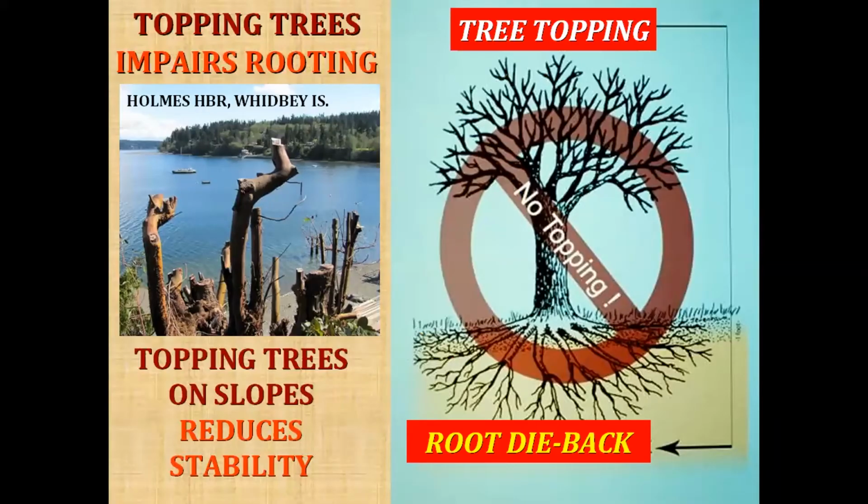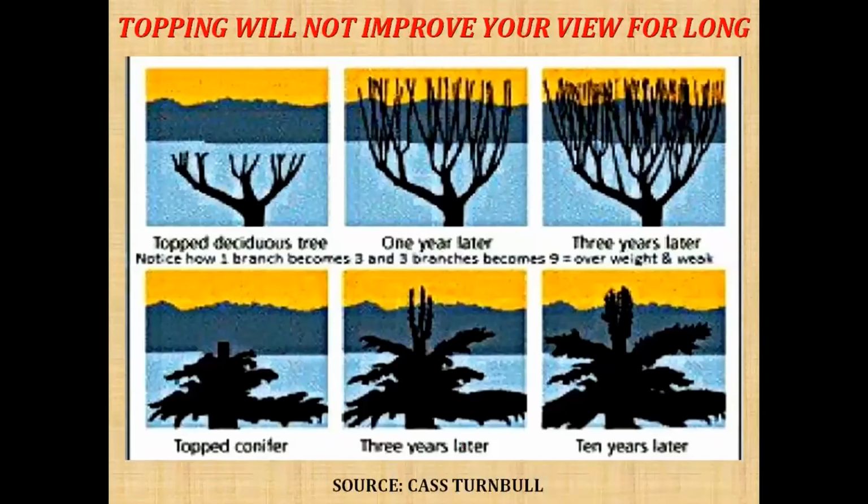Topping trees is also a bad idea, because when you top a tree, there's a commensurate dieback of the roots, which is the last thing you want on a slope. You don't want to weaken the roots, you want to strengthen the roots and keep the tree healthy. Now, unfortunately, topping in many cases won't even improve your view for long. It can actually, over time, decrease your view and put you in the unenviable situation where you have to choose between a view and the stability of your slope.